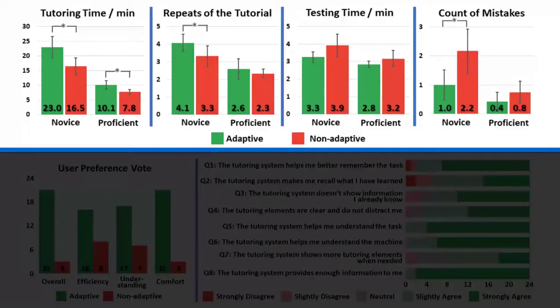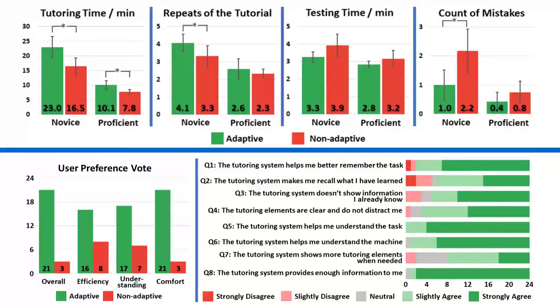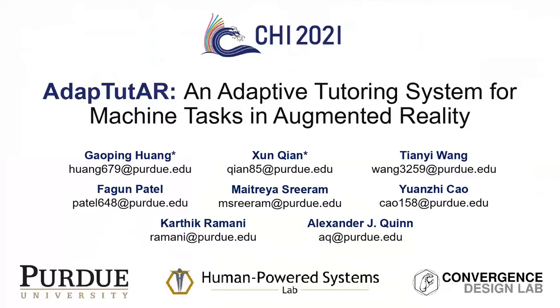The results show the adaptive tutorial leads to a better learning outcome. Meanwhile, the preference vote also shows that AdaptTutor is more welcome due to the adaptive and personalized learning experience. Please refer to our paper for more details. We propose AdaptTutor, an AR adaptive tutorial system for machine tasks.